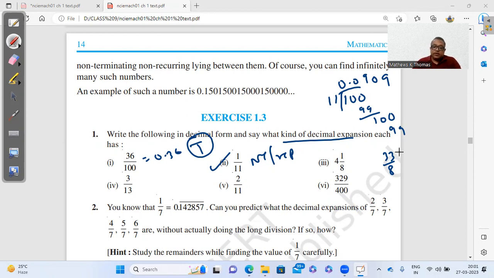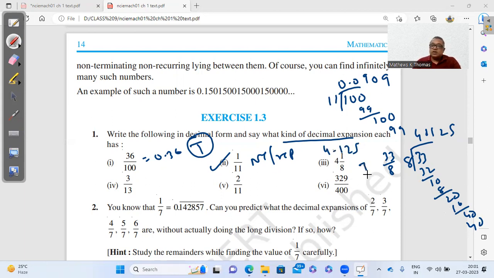Now one technique that we had done was what? When we divide 33 by 8, the denominator is 8. So the denominator is made up of 2's. When the denominator is made up of 2's, it's going to be terminating. So let's verify that. 33 by 8, 8 4s are 32, 1, 0, 8 1s are 8, 20, 8 2s are 16, 40, 8 5s are 40. So this is going to be 4.125. So I'm going to get a terminating number.